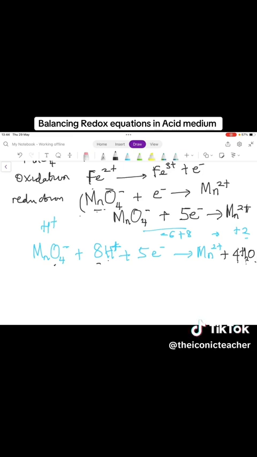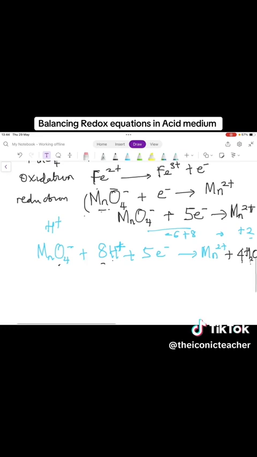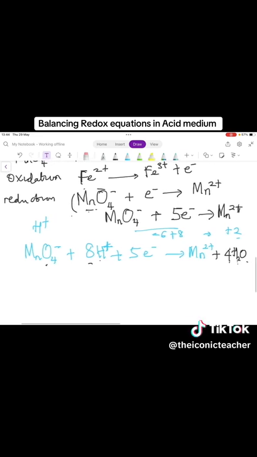So it is balanced. The next thing we do is compare the two reactions, oxidation and reduction, and balance the ions there. I know I'm taking this slowly, so that you can get this right once and for all. We have balanced the reduction side. Now I'm going to bring the oxidation reaction here.